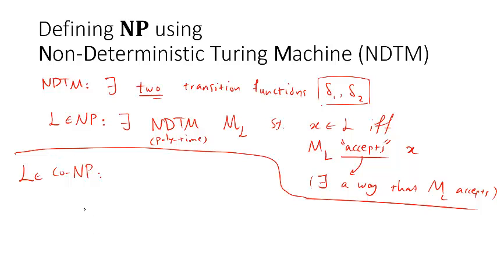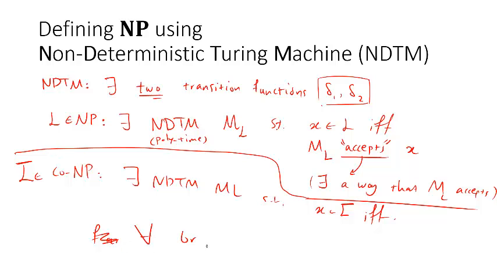that there exists a non-deterministic Turing machine ML such that X is in L, now let's call it this way, if for all branches of ML it rejects.